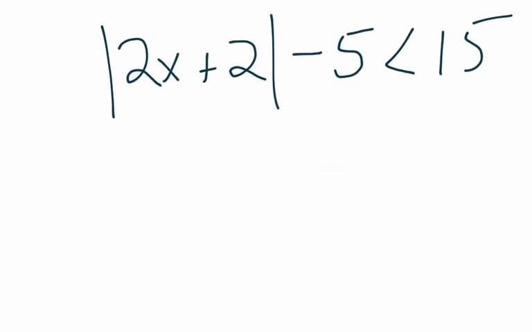practice problem. Okay, so the practice problem is the absolute value of 2x plus 2, close the absolute value, minus 5, which is outside the absolute value, is less than 15. So I want you to write that problem down, and we're going to work it out. Take about 5 minutes to work it out.